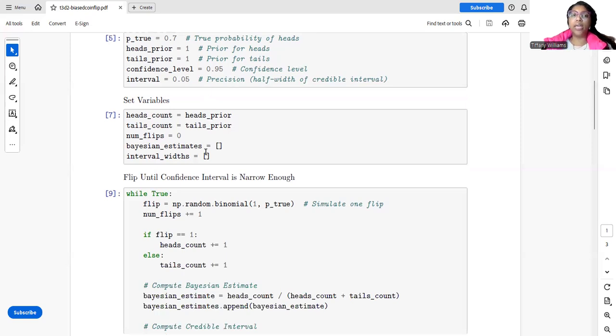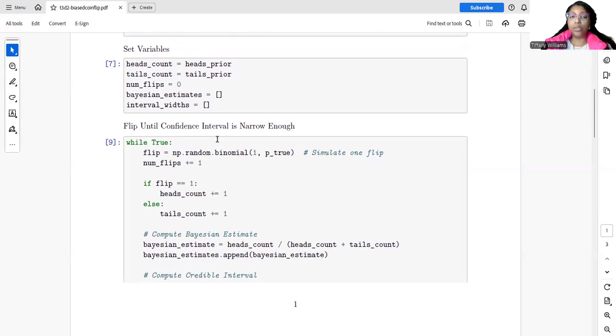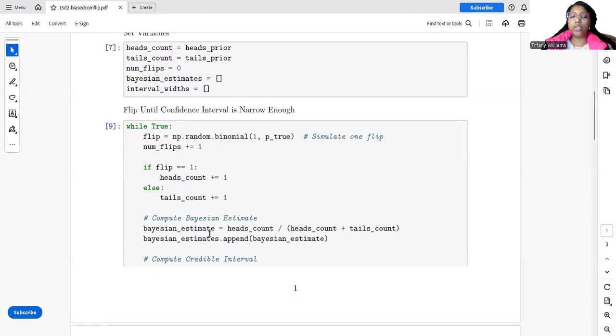And I went ahead and set my variables so that when I do the calculations later in the code, they'll already be set. So I used an if-else loop here to do the random flipping, simulating a flip of the coin. If it's heads, increase the head count by one. If it's tails, increase the tail count by one. And I use that for each one.